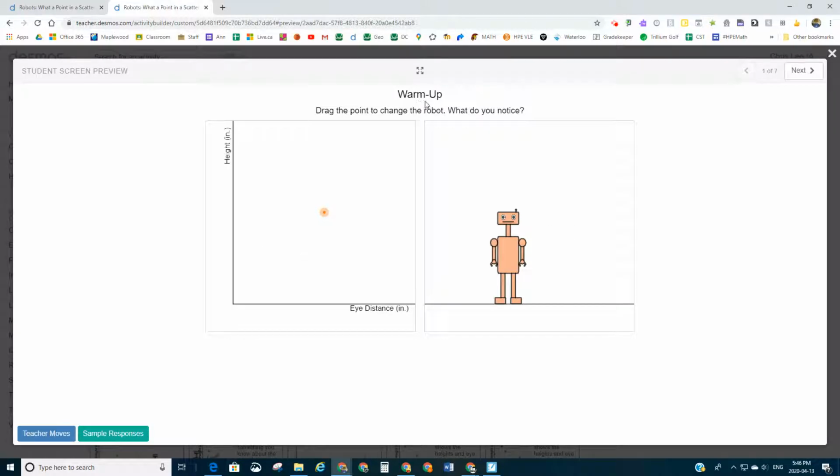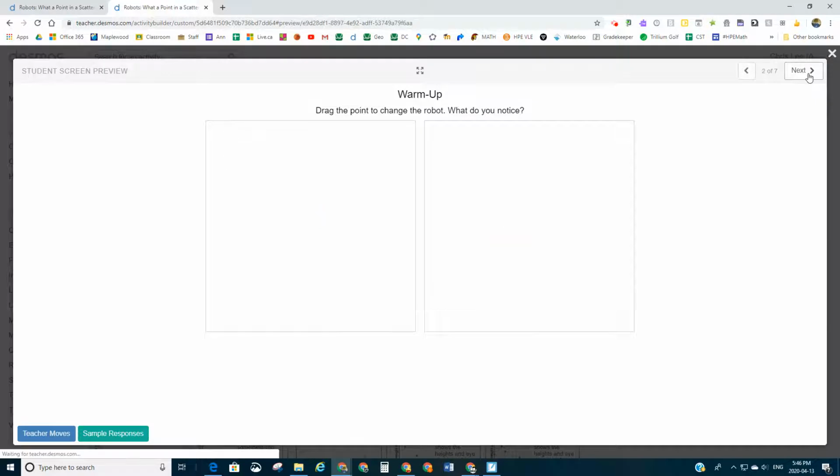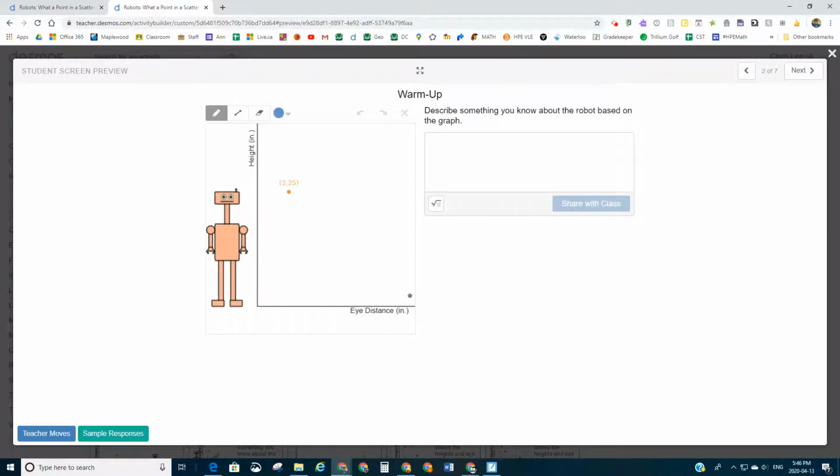So for this one, it says a warm up, drag the points to change the robot. What do you notice? So you're going to go over to this graph and click on it and drag it across, and then you're going to see something happen. Okay, now I'm not going to take away the fun for this. You're going to go off and do this on your own. But once you go off and you play around with this, you go up here. So up in the top right, you're going to go and push next once you're done on a screen. Okay, and then there's another thing to do.